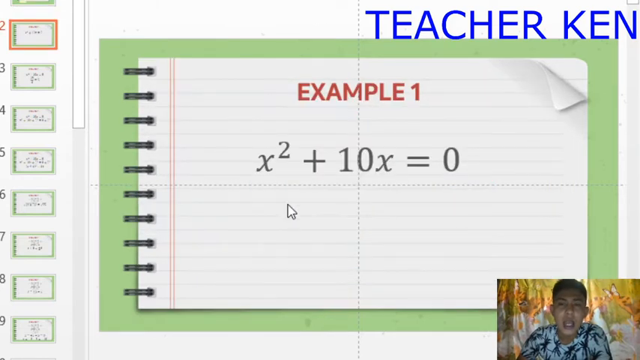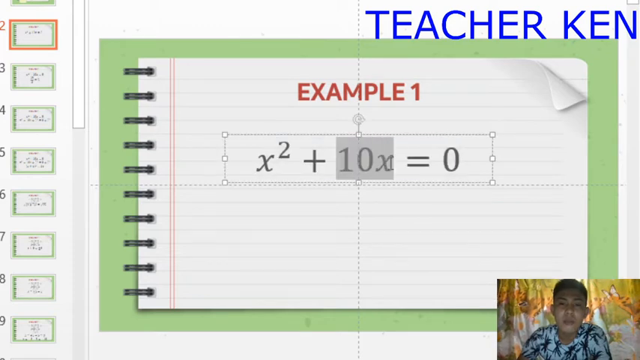Ayan. So we have x squared plus 10x is equal to 0. So this is a quadratic equation because the highest exponent of our variable, when we say variable, ito yung letters sa ating expression, is equal to 2. Ayan. Then this term is called the quadratic term. Next, this is called the linear term. Bakit siya tinawag na linear term? Because the exponent of our variable, or ang exponent ng ating x, is equal to 1.